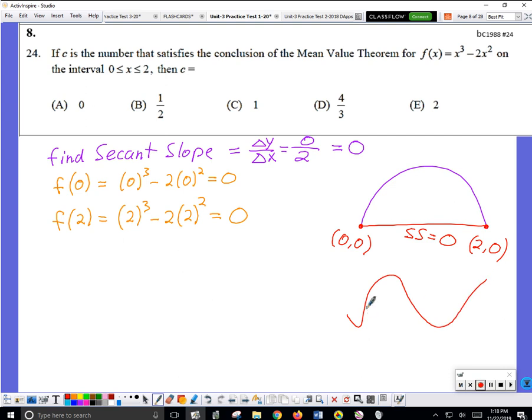All I know is that from one point to the other, the secant slope is 0. That's all I know. How many knew these were x coordinates?